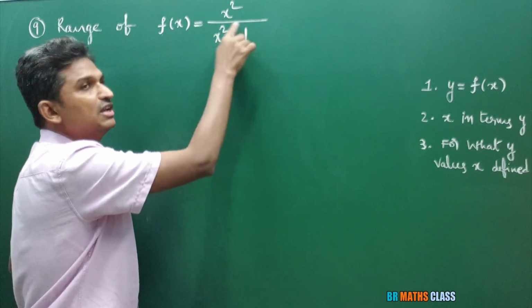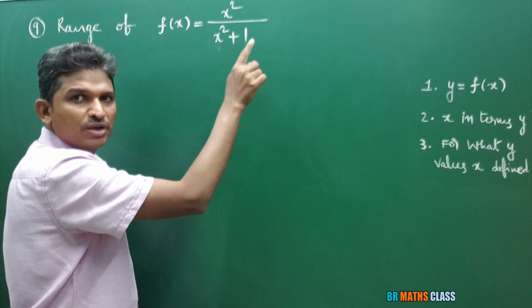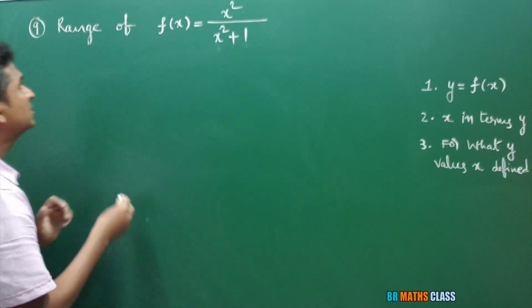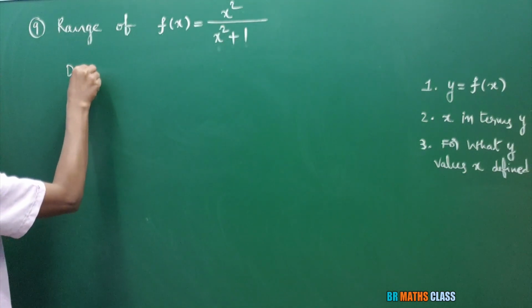So this minimum value is 1. This will never be 0. So what is the domain of this function? This function is defined for all real numbers. So the domain of this function is all real numbers.